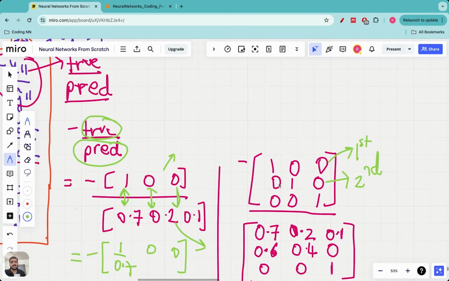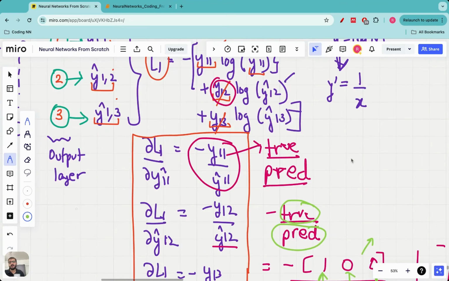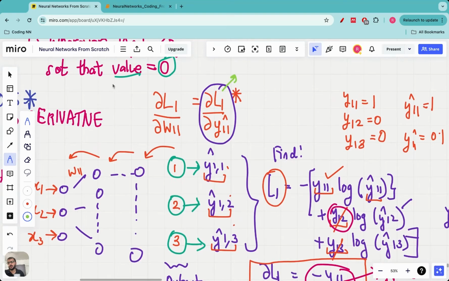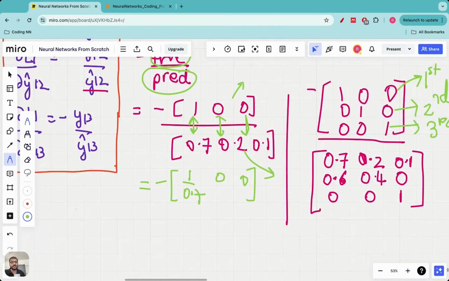So for the second class of data, the output is 0, 1, 0, which means that for the second input of data, the correct answer is the second class. And for the third input of data, the correct answer is the third class. So that is the input. And for each of these input data, we will get predictions from these three output neurons. Those predictions have been represented over here.